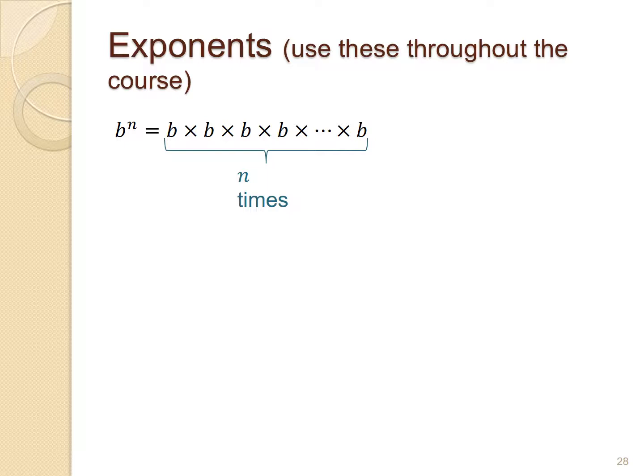Anytime you have some number raised to a power, it's going to be that number times itself, in this case n times, however many times the exponent is. So it's going to be times itself n times.